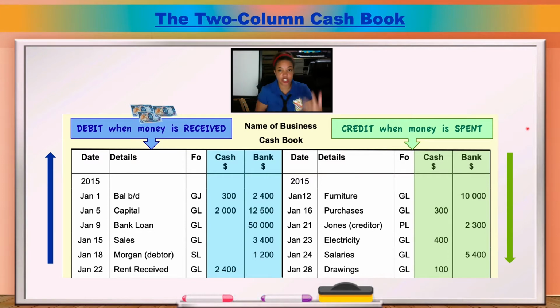And it's usually also identified whenever you see the word check. Whenever you see check, that is your bank account. You just have to identify which side you have to put it on, because both sides have a cash account and a bank account to represent your receipts and your payments or your spending.